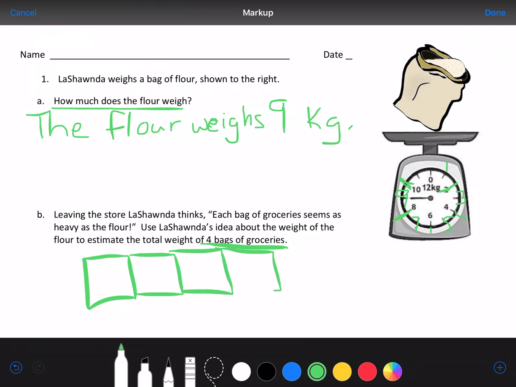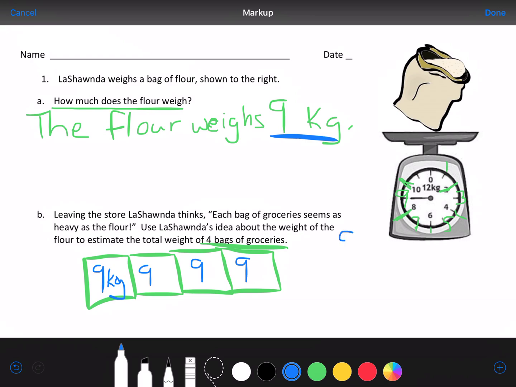Well, that's really just a tape diagram, isn't it? 4 bags all sitting close together. And she thinks that each of these bags is as heavy as the flour. Well, if the flour was 9 kilograms, then each of these would be about 9 kilograms, right?